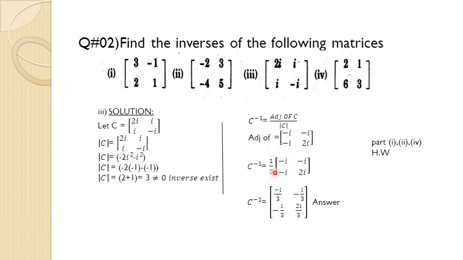Now C inverse is 1 upon 3, because the determinant of C is 3, so 1 upon 3, and the adjoint of C is here. Okay, where does the 1 come from? If you multiply this matrix by 1 upon 3, you get this form. So 1 upon 3 multiplied by the whole matrix, it becomes minus iota upon 3, minus iota upon 3, minus iota upon 3, 2 iota upon 3, and this is the answer. So you can easily do part 1, part 2, part 4.